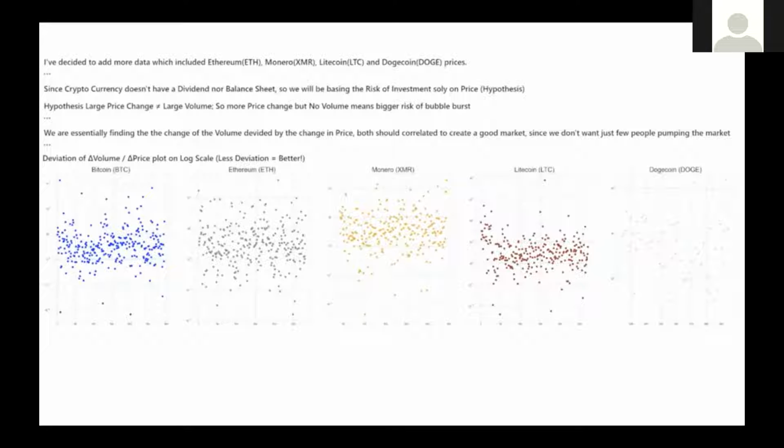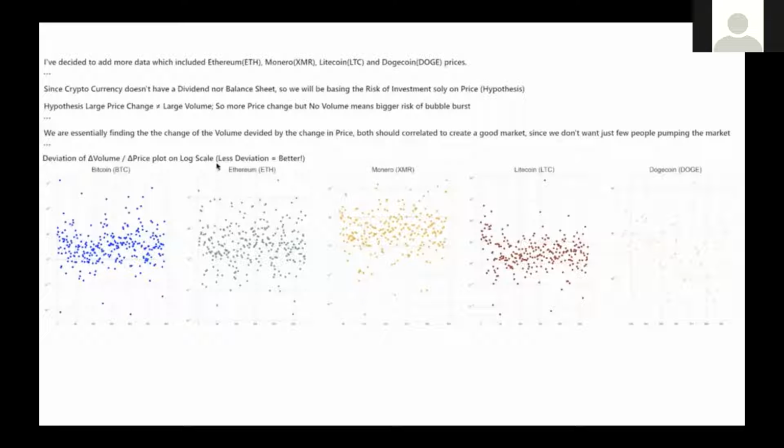Imagine one crypto going up 100% in price in a day and only 1% in volume. That would be very risky. It's more reassuring if a crypto goes up 100% in price and 99% in volume. So we find the deviation of the volume to the price, which we calculated from the change in volume over the change in price, and then we plotted it here.